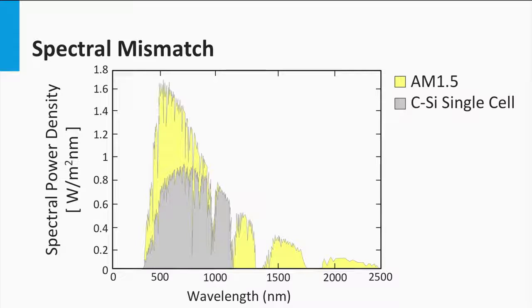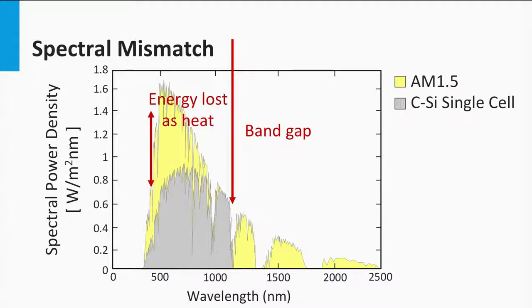Here we see the spectral power density function again. Let's consider the typical optical loss mechanism for a semiconductor with a band gap E gap. Again, we take crystalline silicon as an example. Furthermore, we assume an EQE of 100% above the band gap for the solar cell. Let's look at photons with energies higher than the band gap.